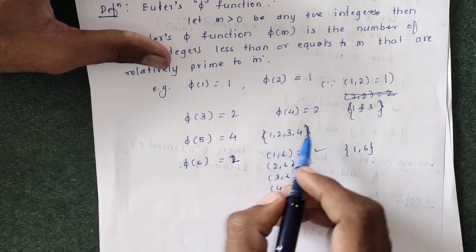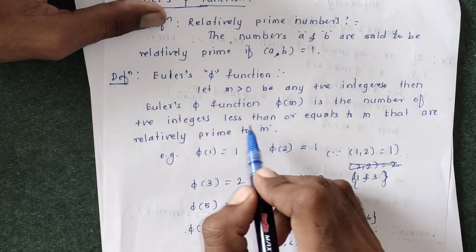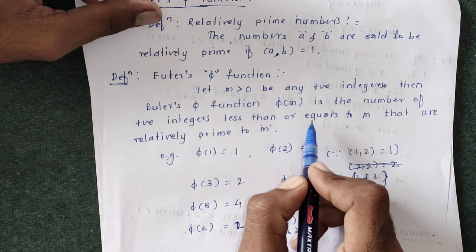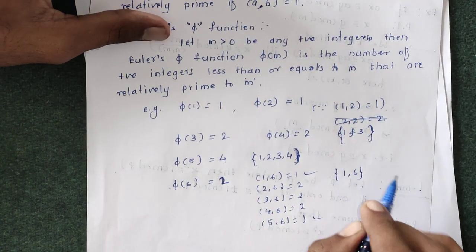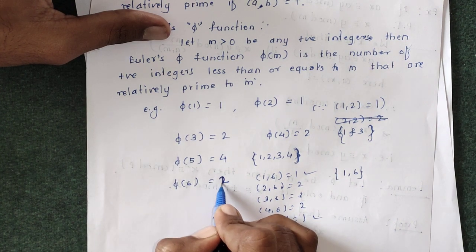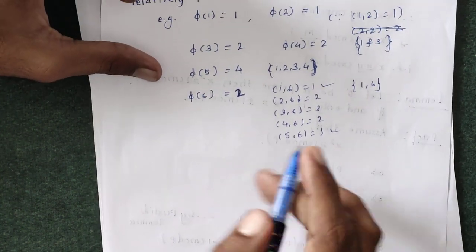Therefore we have to find the number of such integers. How many numbers are there? 2 integers are there which are relatively prime to 6. Therefore phi of 6 is equal to 2.